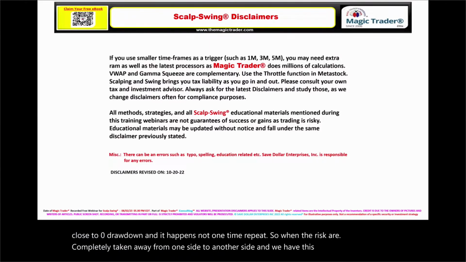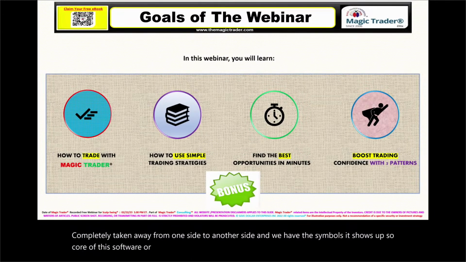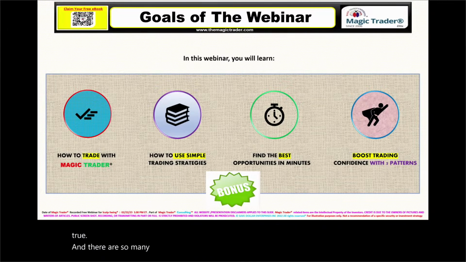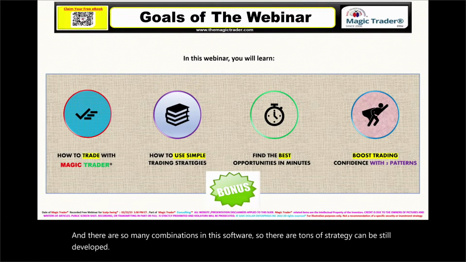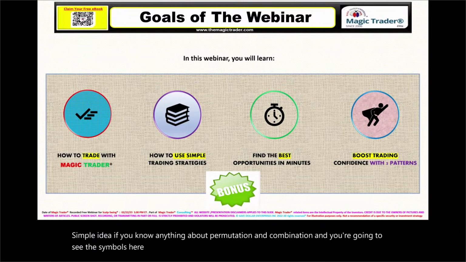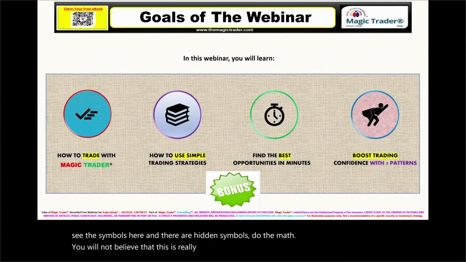When the risks are completely taken away from one side to another side, and we have the symbols, it shows up. So the core of this software, or this webinar, is how to trade with the Magic Trader, how to use a simple trading strategy. And there are hundreds of strategies there. Hard to believe, but it is true. There are so many combinations in this software that tons of strategies can still be developed. Simple idea: if you know anything about permutation and combination, and you're going to see the symbols here, and there are hidden symbols, do the math. You will not believe that this is really true, which is fine.